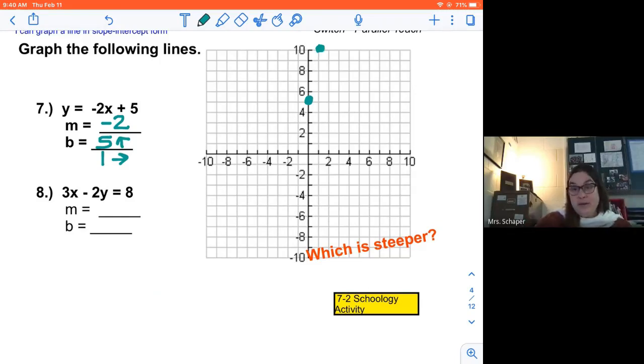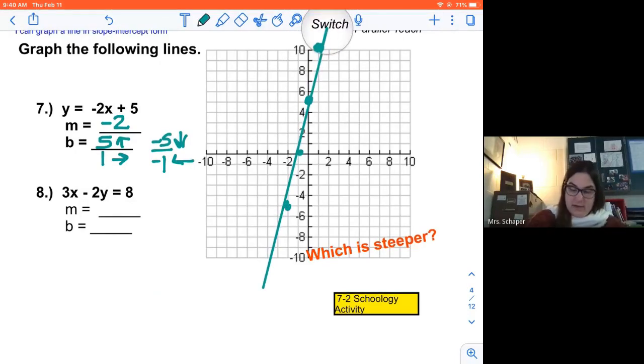Now here's something to bring up. I could also write it as -5 over -1 because a negative divided by a negative is positive. So I could also go down 5 and back 1. Okay. And so I draw my line. There we go. Arrows on the end.